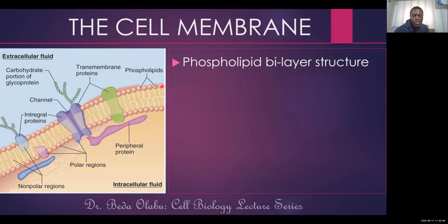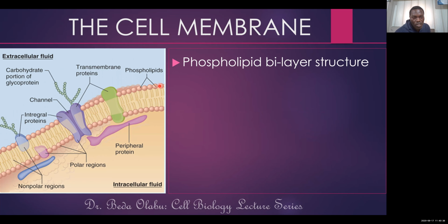A phospholipid is something with a phosphate group and a fatty acid chain. This is the phosphate group. Those rounded knobs, those are phosphate groups. And these strings are the fatty acid chains. So that's a phospholipid. This is one layer of phospholipids, and this is the other layer. We have 2 layers of phospholipids, so it's a phospholipid bilayer.